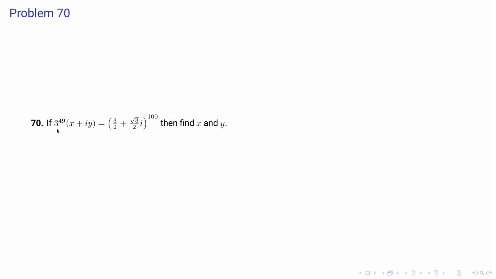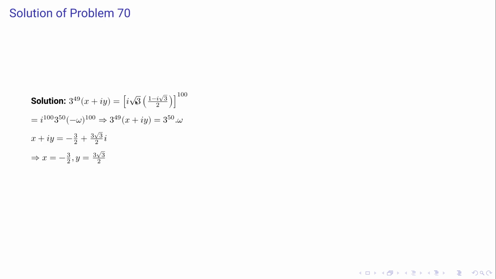Problem 70 says that if 3 to the power 49 into x plus iy is equal to 3 by 2 plus square root of 3 by 2 into I whole to the power 100, then find x and y. So what we do is we take root 3i common from the right hand side. You get 1 minus I root 3 by 2. So we raise power whole to all this. We get I to the power 100, 3 to the power 50 minus omega to the power 100.